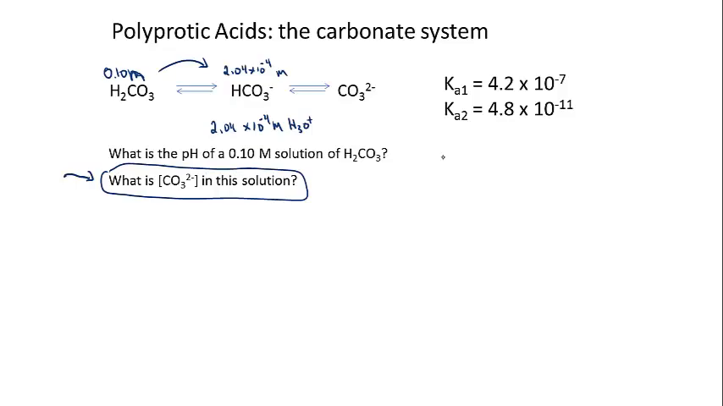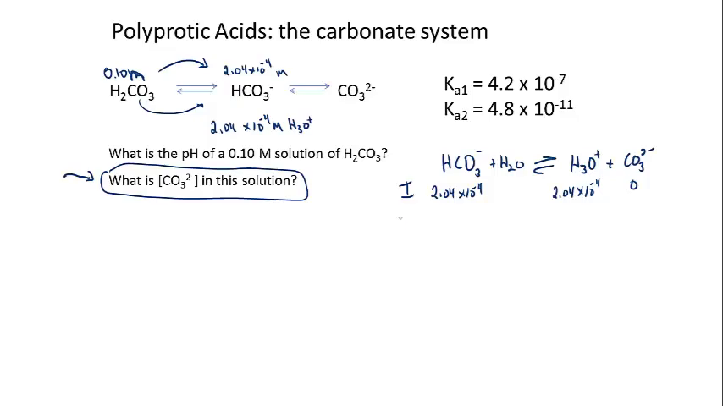In the second step, the hydrogen carbonate reacts with water in the second step of the diprotic acid deprotonation. That makes a little bit more hydronium ion, which we already said we think will be small, and we'll see that it is. We also make carbonate ion. Our initial concentrations are the 2.04 times 10 to the minus 4 molar of hydrogen carbonate that we made after the first reaction, the hydronium ion concentration is also 2.04 times 10 to the minus 4, and our initial carbonate is 0. Our change will be how much of the hydrogen carbonate reacts further, so that's minus x.